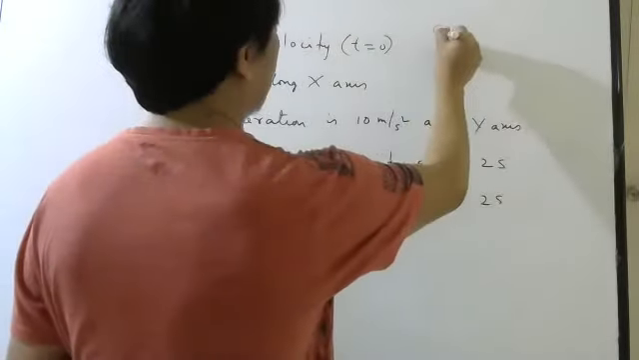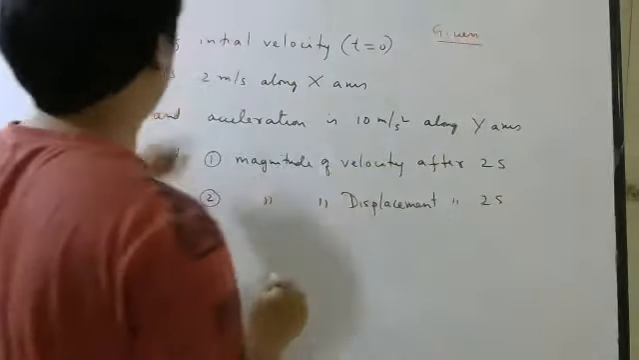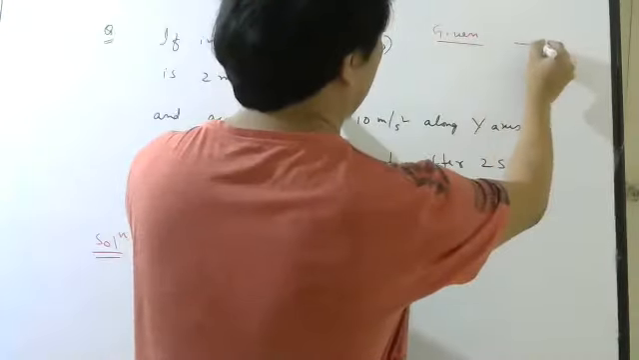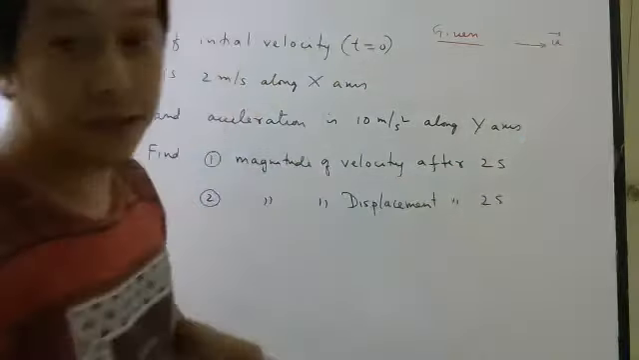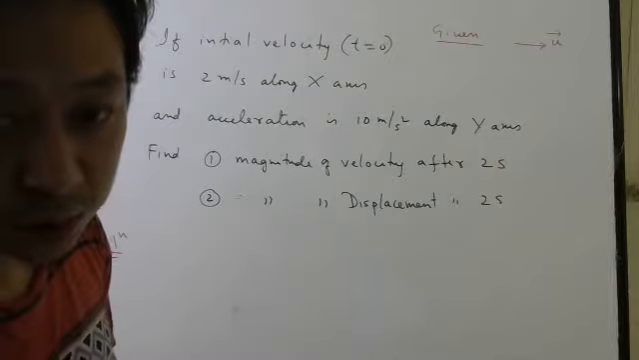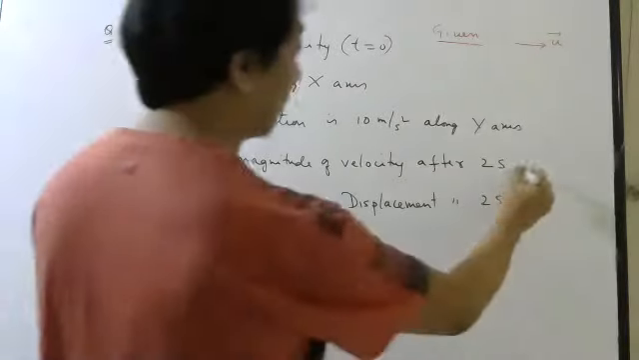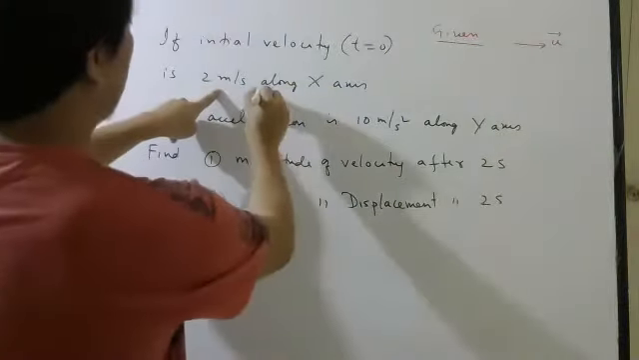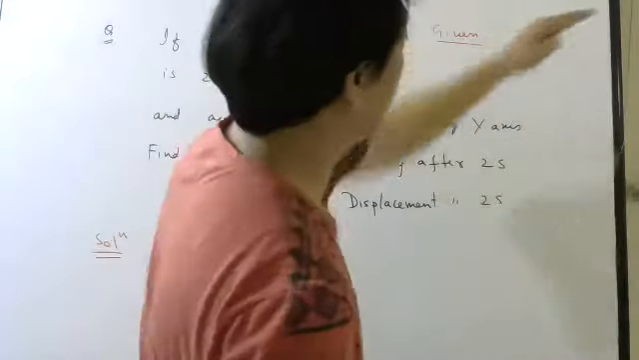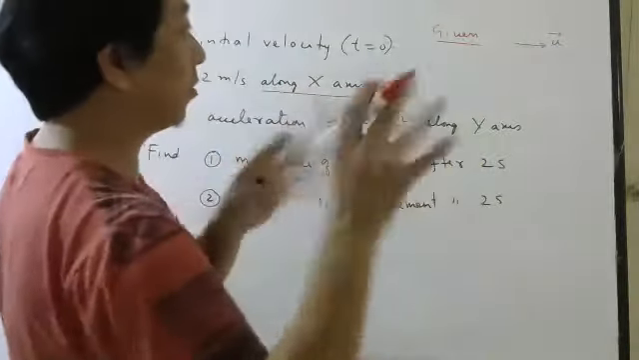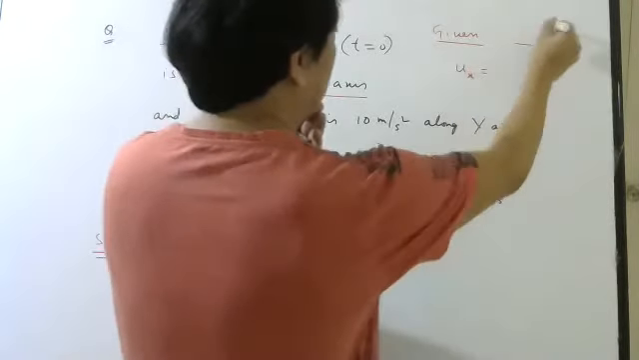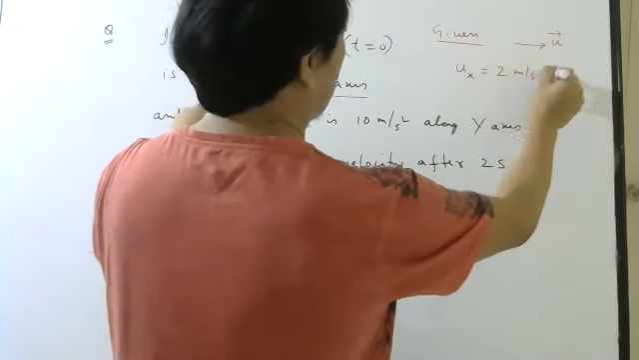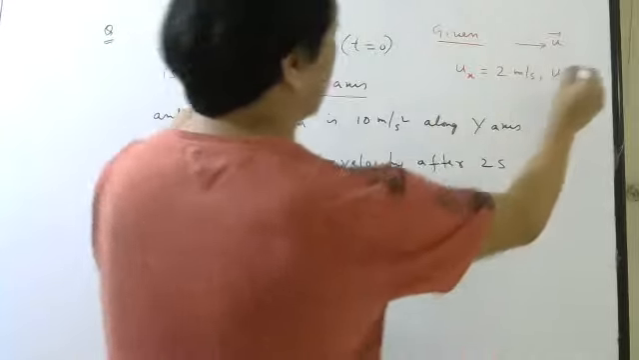So given quantities, what are the given quantities? Initial velocity is 2 meter per second along x-axis. Since it is along x-axis, that means this will have no y component. So ux will be this itself, 2. And y component of initial velocity, uy, will be 0.